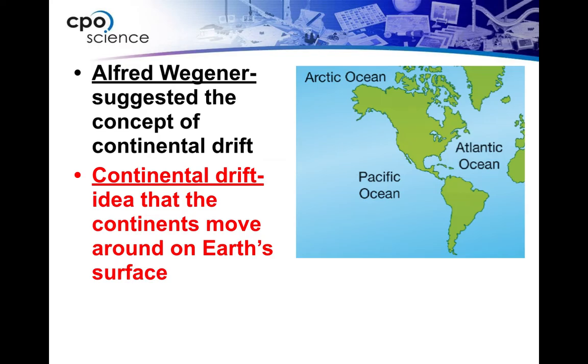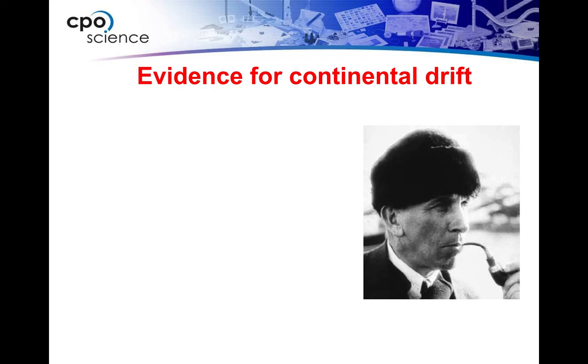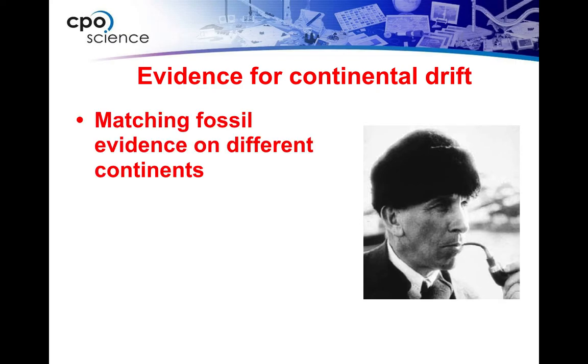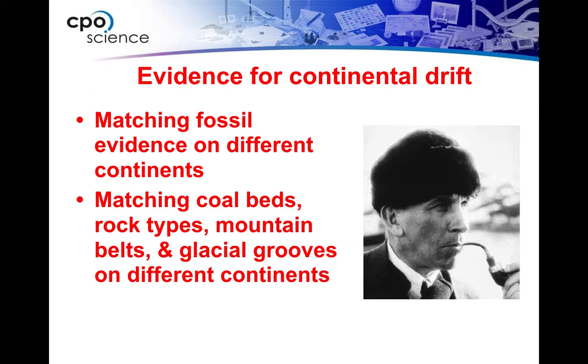So continental drift, just even look at the name there, continents drifting apart, the idea that the continents move around on Earth's surface. So Alfred Wegener got this idea, and there were quite a few things that led him to believe that this was actually happening. There is Mr. Wegener right there. So, matching fossil evidence on different continents. I'm going to show you a map in a little bit of what exactly that means.